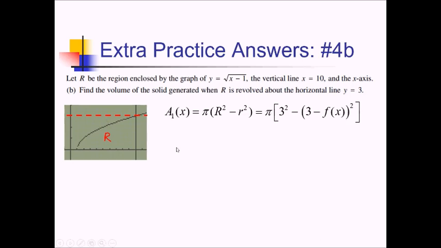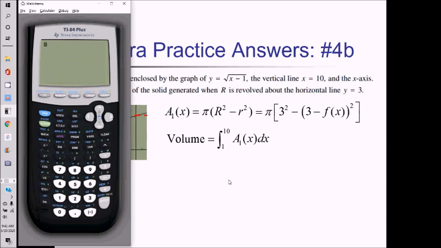So now my volume is just going to be the integral from 1 to 10 of A sub 1 of x dx. Now that I've written that and I've defined what A sub 1 really equals over here, I can just do all that on the calculator. To make doing this a little bit easier on the calculator, I'm actually going to take this pi and yank it outside the integral so I don't have to have another set of parentheses inside.